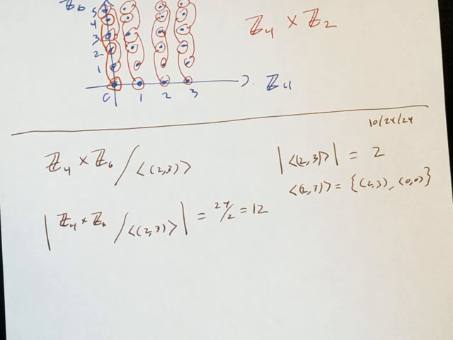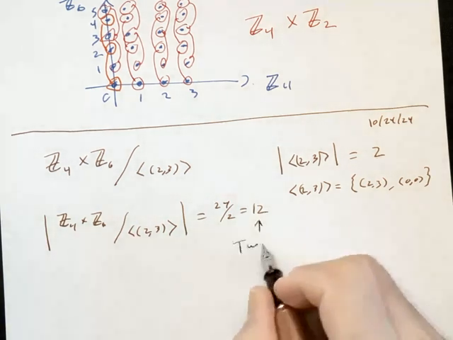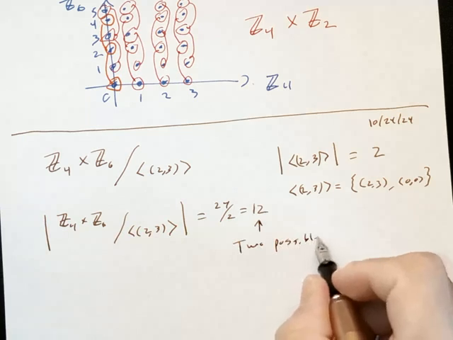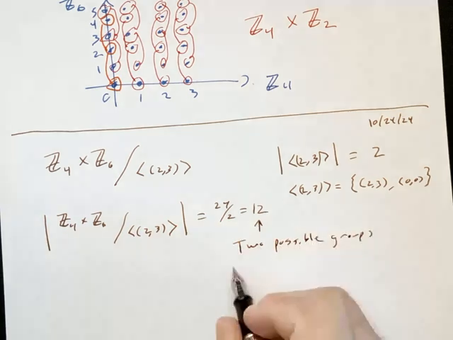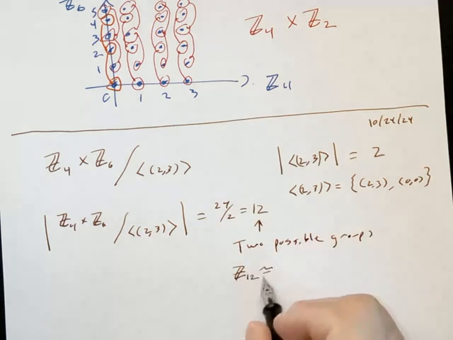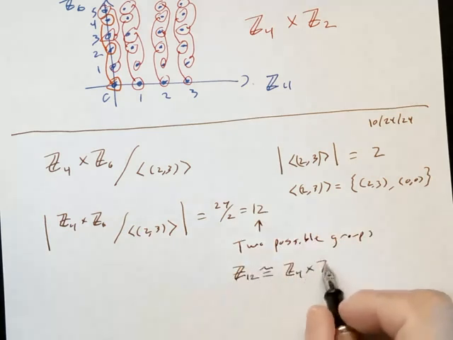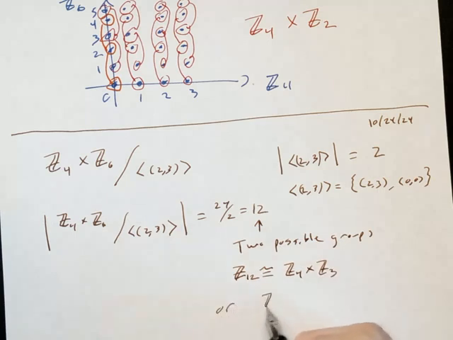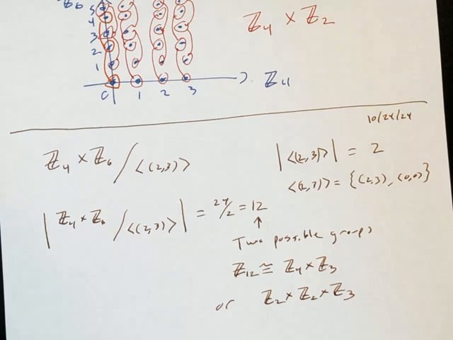It's either the product of Z4 and Z3, or Z2 by Z2 by Z3. And how am I going to figure out which it is? That's a good question. It's not automatically obvious which of these two it should be.